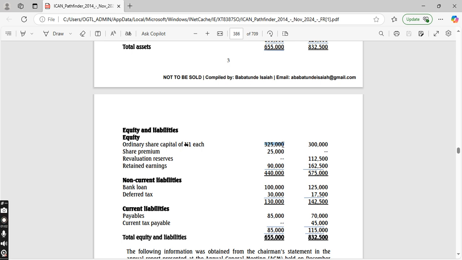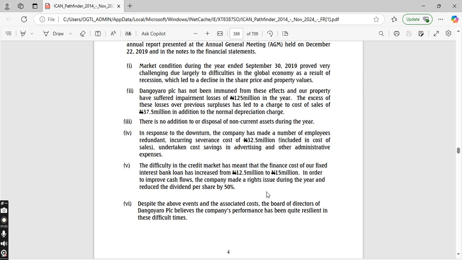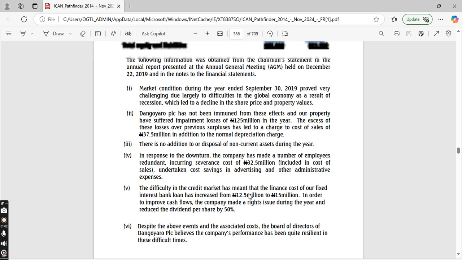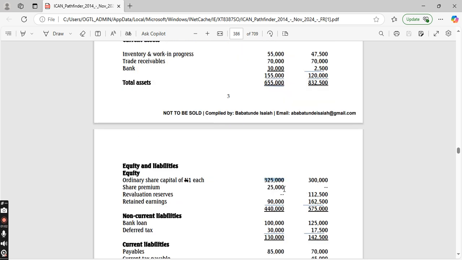Am I right? Yes, so that is where we have our 25,000 now. Now if you look at the previous year, there was nothing like share premium. But this year we have share premium. So which means the share premium also came with the right issue, right? So let's do our right issue.